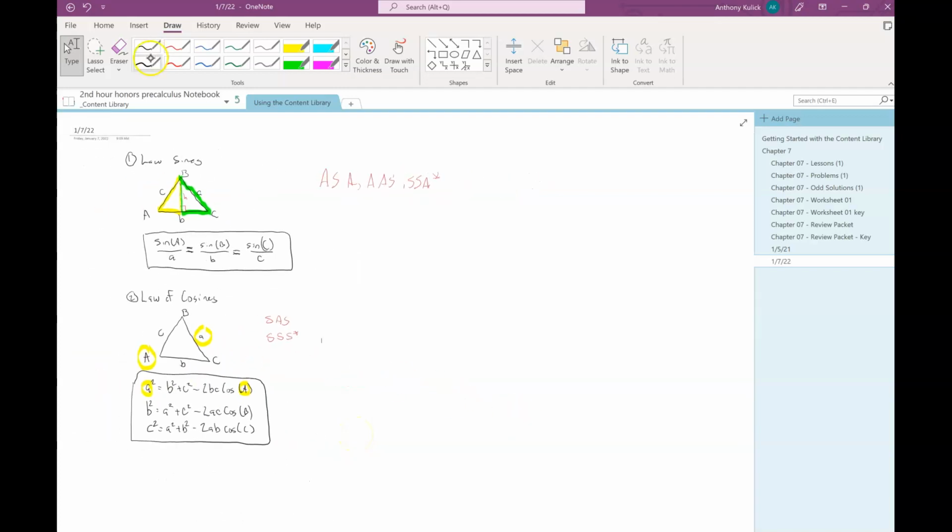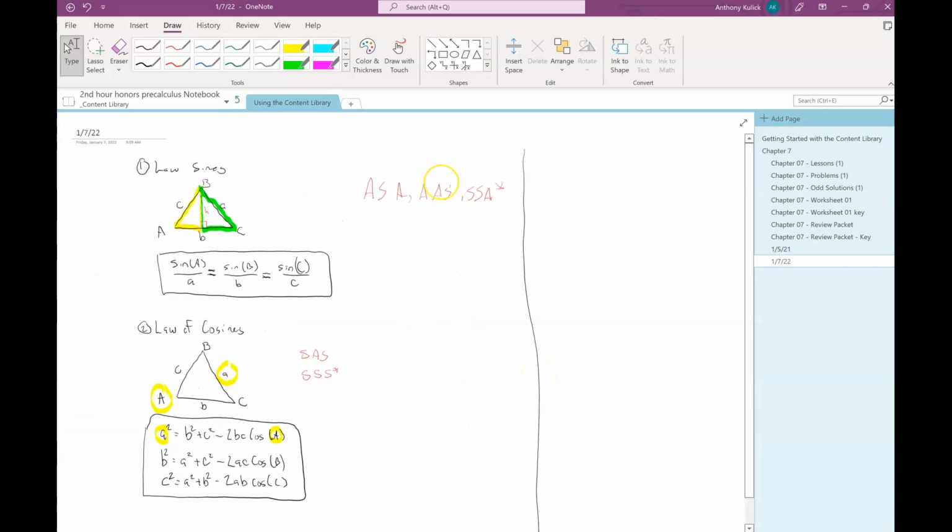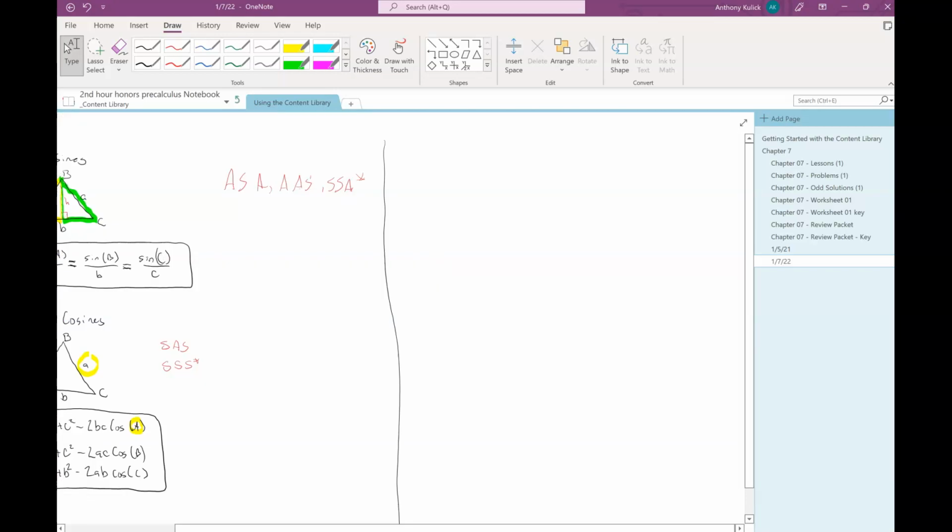Before I dive in and do some more examples, I thought to myself yesterday after class, we should have probably drawn some pictures to make sure we can tell the difference between angle side angle and angle angle side, because if it's been a while since geometry, maybe that's not fresh in our mind anymore. So I want to take a minute and just do that.